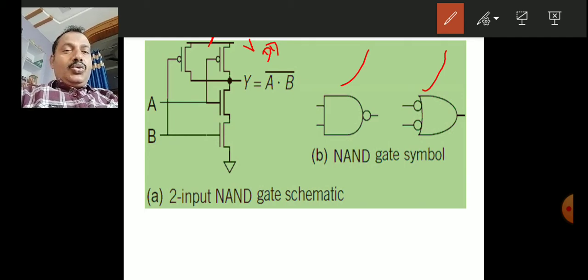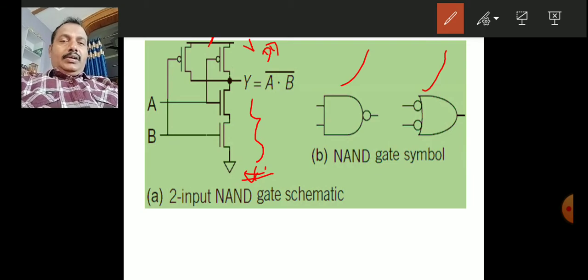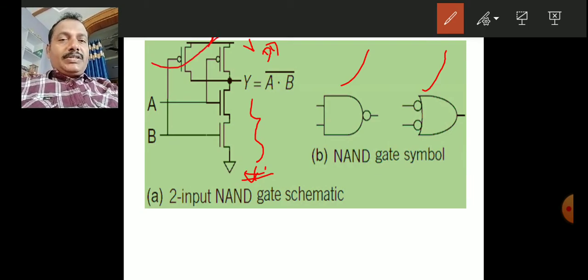There are two series NMOS transistors available here. Drain, source, drain, source. The source is grounded here. This is the source point, grounded. And observe here, in the top network, we have two PMOS transistors. Bubbled input gates are called PMOS. These two PMOS transistors are connected in parallel.